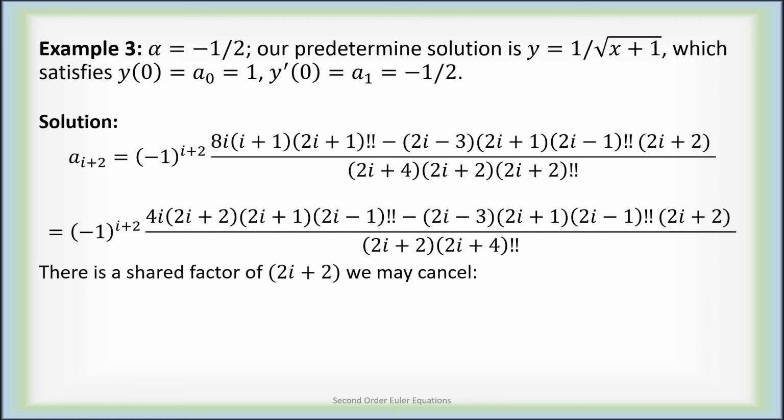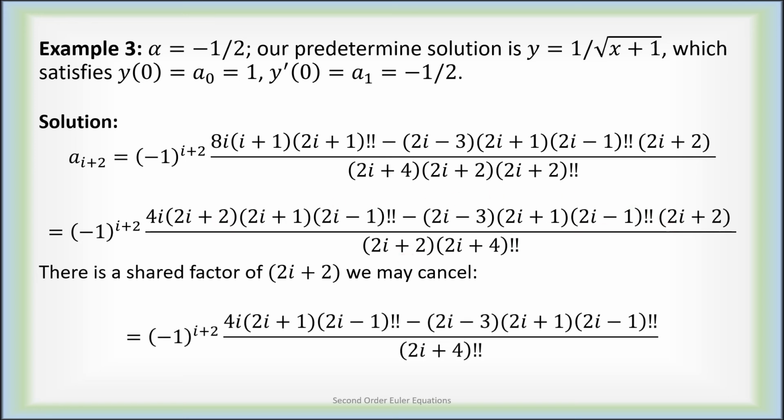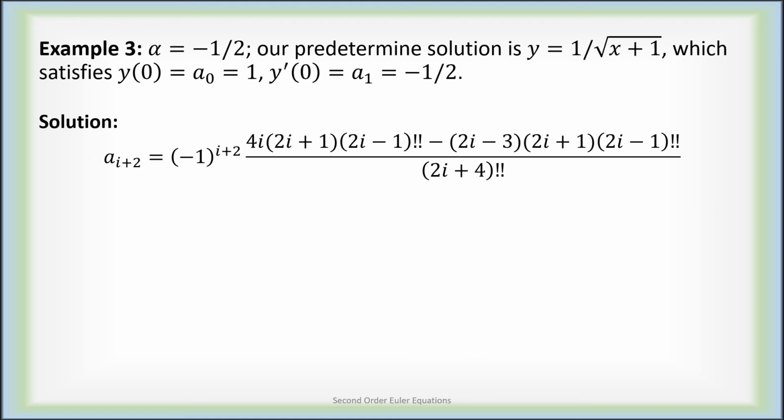Now there's a shared factor of 2i plus 2 occurring here, here, and down here. So we can cancel that out. All right, slightly simpler. Here's where we are so far. In our expression for a sub i plus 2, we already have the exact power of minus 1 we want on the left, negative 1 to the i plus 2. We're just hoping to get all of this to reduce down to certain double factorials in a ratio.